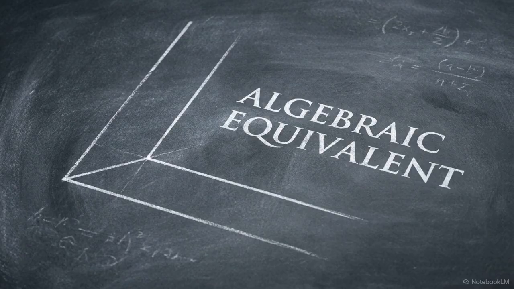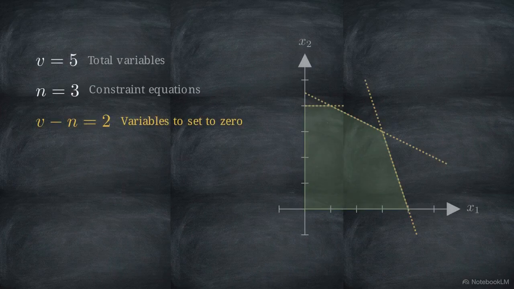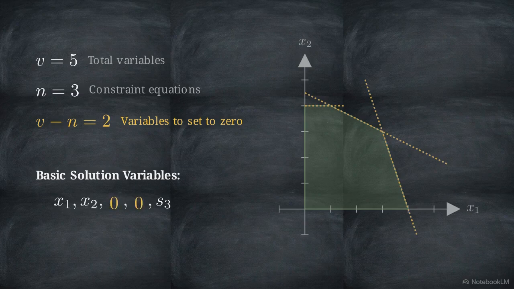The pure mathematical equivalent of visually locating corners on a graph is called the basis theorem. The theorem dictates a strict algebraic rule. In any system with n equations and v variables, setting exactly v minus n variables to 0 forces the math to land precisely on an extreme point.